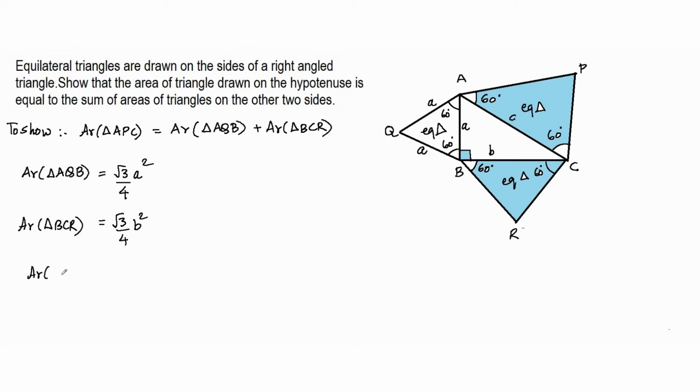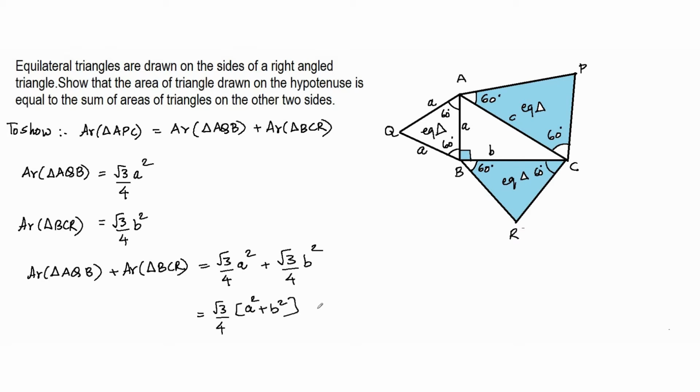And therefore, if you add area of triangle AQB plus area of triangle BCR, that is going to be root 3 upon 4 times A square plus root 3 upon 4 times B square. Of course, I can take root 3 upon 4 as common, so you get root 3 upon 4 times A square plus B square, right? Because root 3 upon 4 is common.